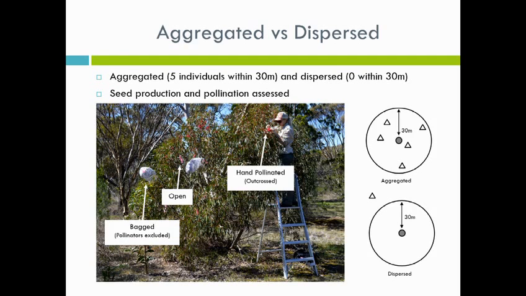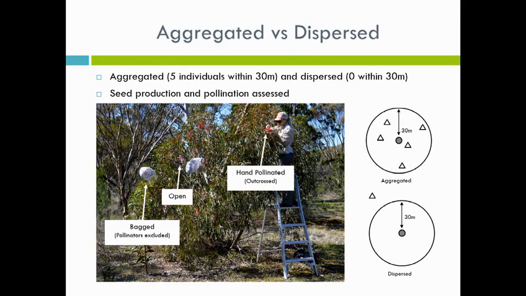So the next part of my research looked at aggregated individuals compared to those that are more dispersed. I classed an aggregated individual as one that had another 5 flowering blue gums within 30 metres, and one that was dispersed as having no other blue gums within 30 metres. And this time I also looked at the pollination. To do that, I tagged branches that had buds on them before the flowering season, and then tracked how many of those were converted to fruit.